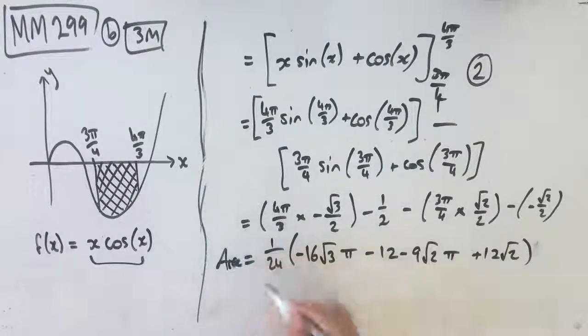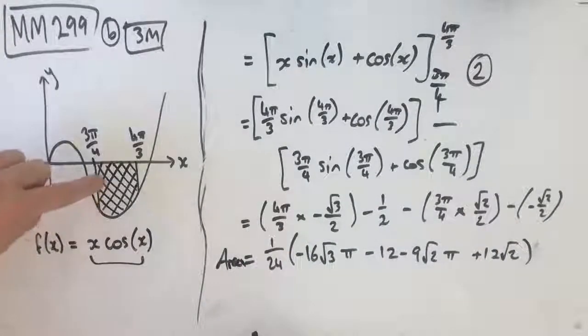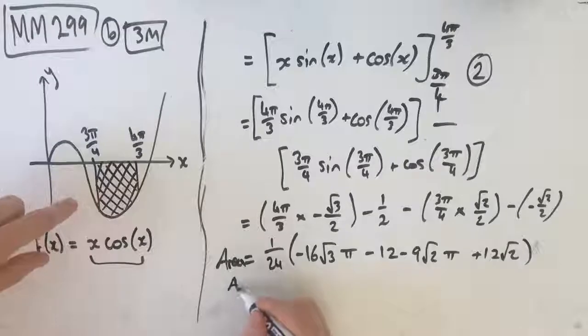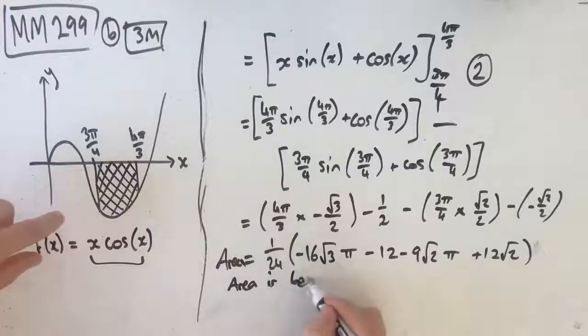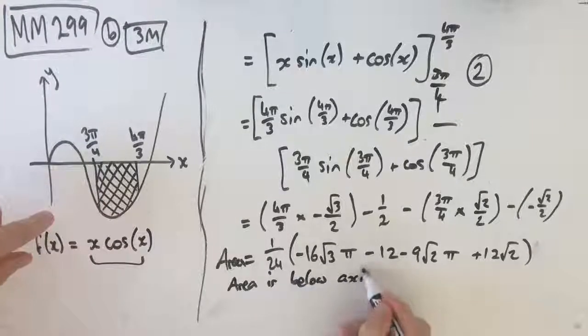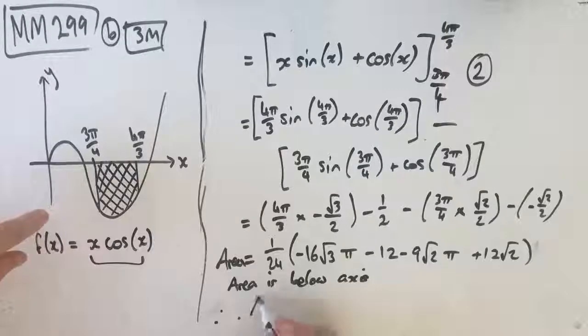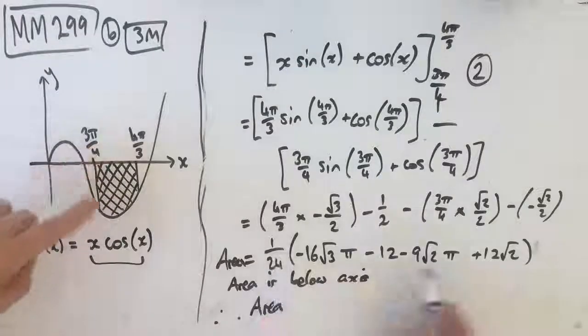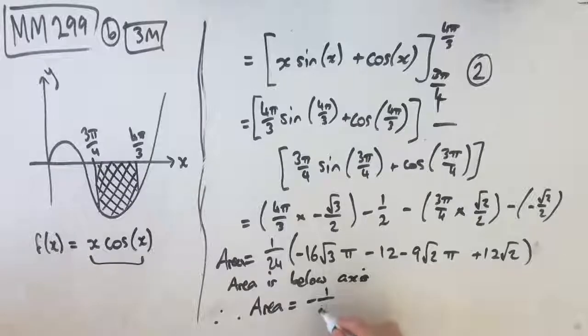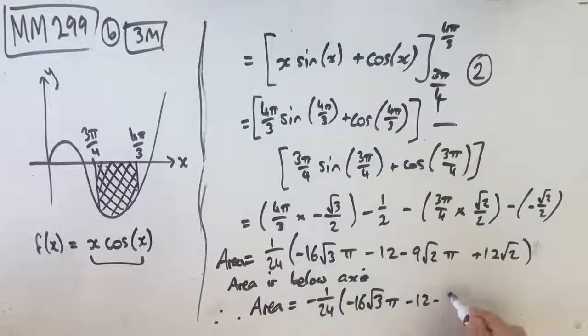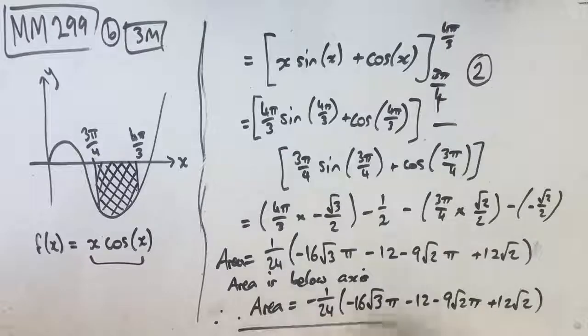So that's our area. But because our area is below the x-axis, our actual area is the negative version of this. So area equals negative 1 on 24, and then all of this again: negative 16 root 3 pi, take 12, take 9 root 2 pi, plus 12 root 2, and that's it. So this is our third mark, guys.